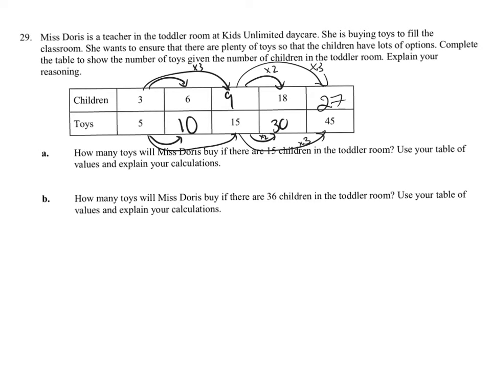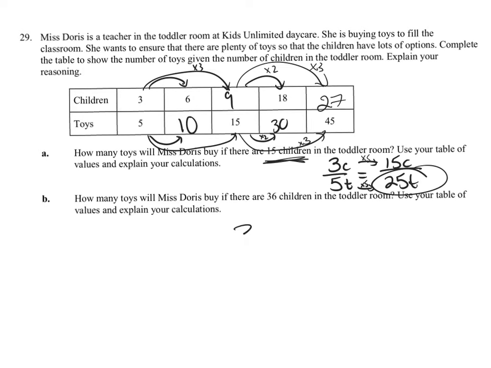So how many toys will she buy if there are 15 children? Well, you know the ratio is 3 to 5. So 3 children to 5 toys. We have 15 children. 3 times 5, so I would do 5 times 5. So this gives me 25 toys.